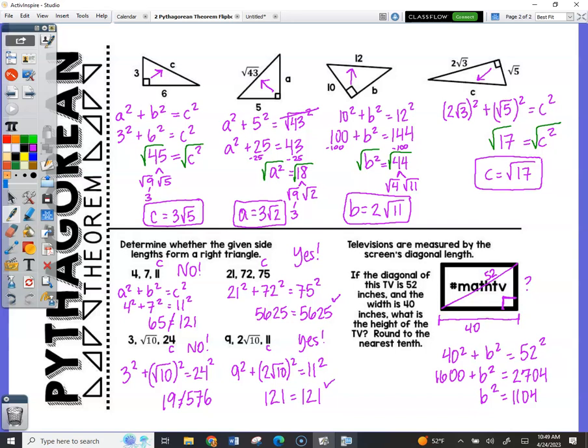I did the thing after that, and I got 33.22. No, because we're talking about actual measurement, it's safe to go to a decimal. I would never expect you to break down 1104.